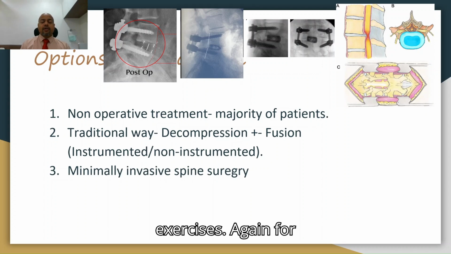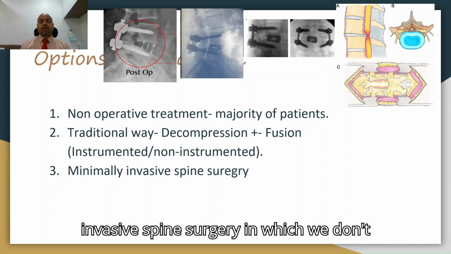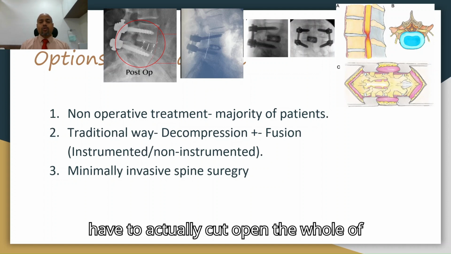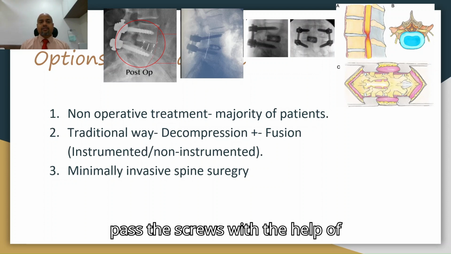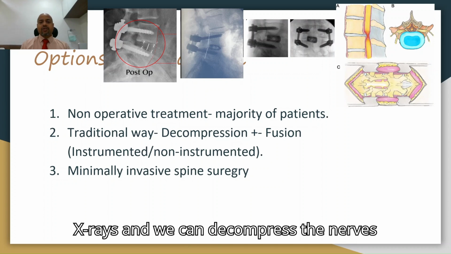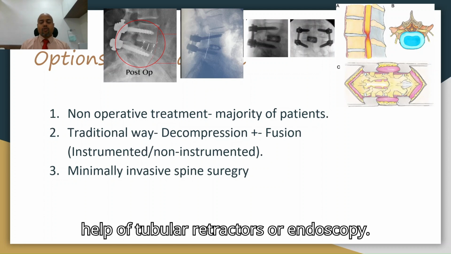Again, for patients, nowadays we do minimally invasive spine surgery, in which we don't have to actually cut open the whole of the muscles. We can just pass the screws with the help of X-rays, and we can decompress the nerves and put the cage inside with the help of tubular retractors or endoscopy.